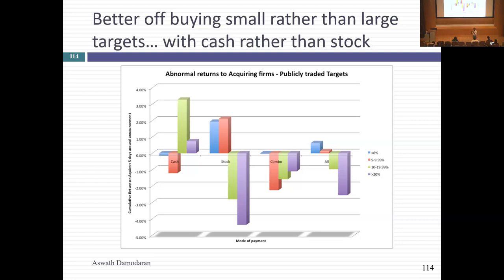But if I'm a $100 billion company and I'm trying to buy you and you're a $100 billion company, now you worry more about, is the share correctly priced? So the way I read this graph is if you're doing big deals, you're better off doing cash deals. And if you're doing small deals, maybe you can get away with using shares, especially if they're overpriced.